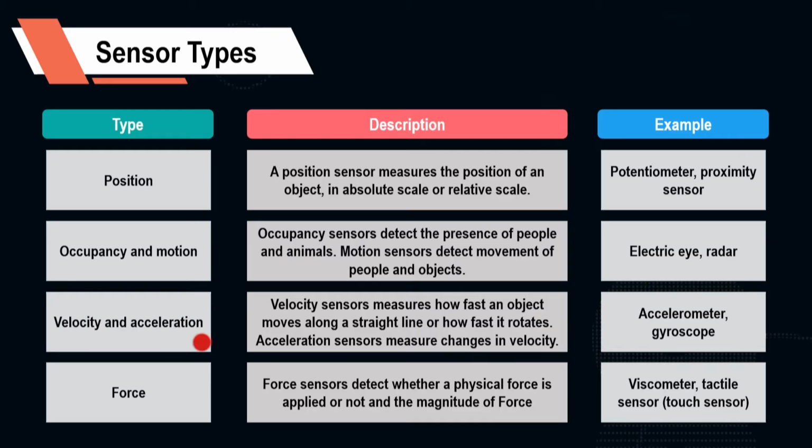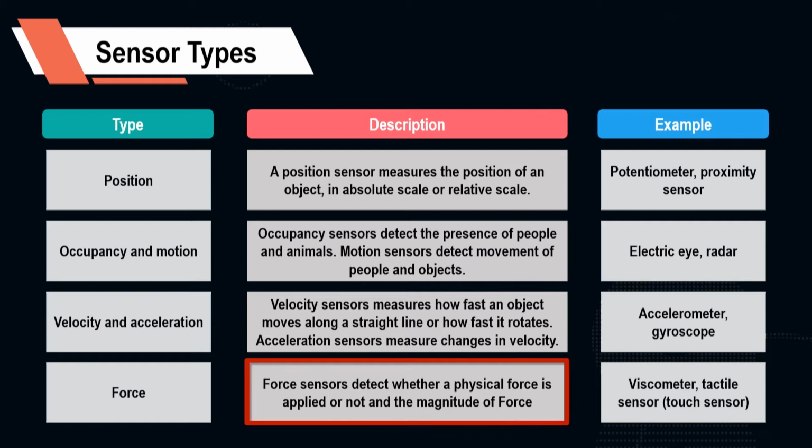Velocity and acceleration: similarly, we can check the speed or the velocity of an object when the object moves, as well as the acceleration of the object, which measures the changes in velocity. The velocity can be measured in a straight line or in rotary movement. Then another sensor is your force sensor.